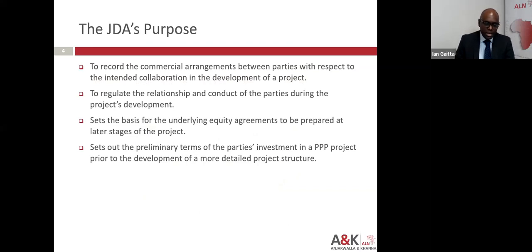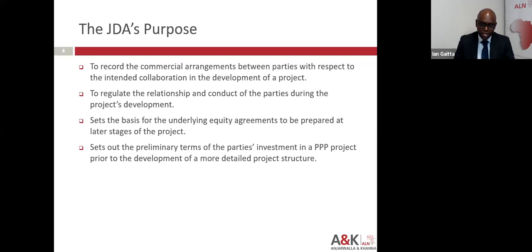As I mentioned, the joint development agreement is an agreement between two or more parties who want to collaborate to develop a project and to regulate their investment in the project for a period of time, typically from the inception of the project until financial close, where the parties would have finalized their underlying equity documents. And then those would then become the documents that govern their relationship as equity parties in the project.